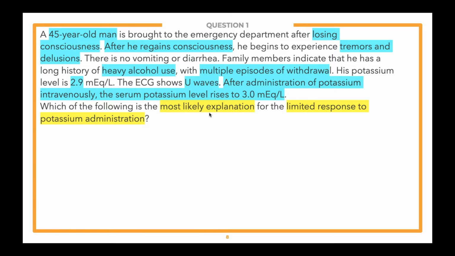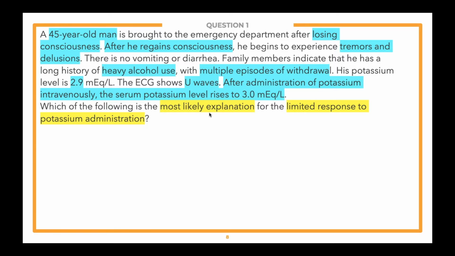Now they didn't do that in this case, but a lot of times they'll also give you a little bit of information about duration. How long has it been going on for? A couple days, a couple years. So you can get a sense of whether this is an acute or chronic problem. Now, this question specifically told us about some physical exam findings he has that you definitely want to make note of, the tremors and delusions, some history of alcohol use, and then some lab values, and then an important statement there about the limited response that he had with giving potassium IV.